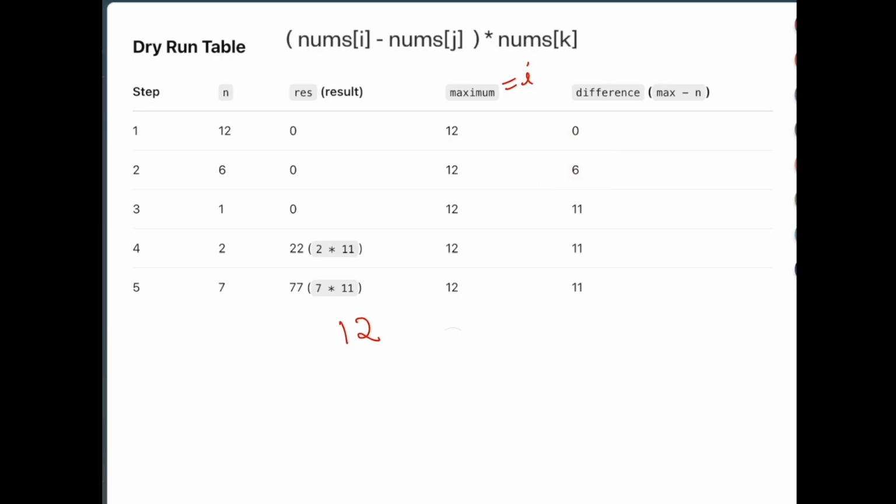So the moment we process 12 and 6, we can say that this is our I and this is going to be our j, right? So that our difference is 6. But we still don't have a value for k, right? So still the result is going to be 0.